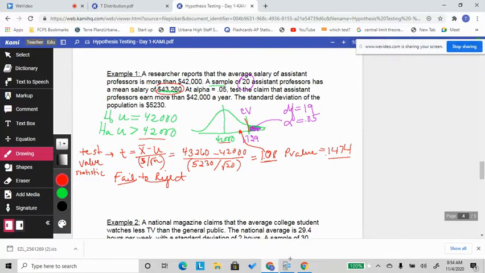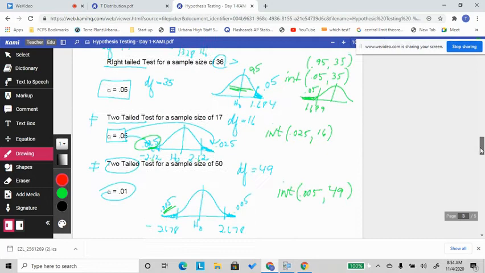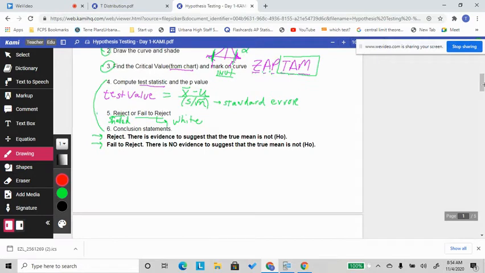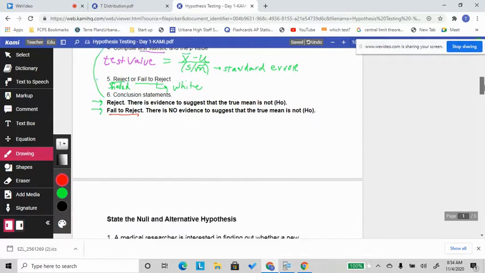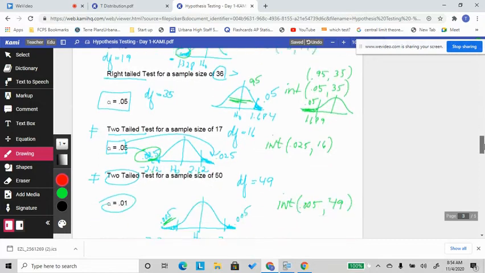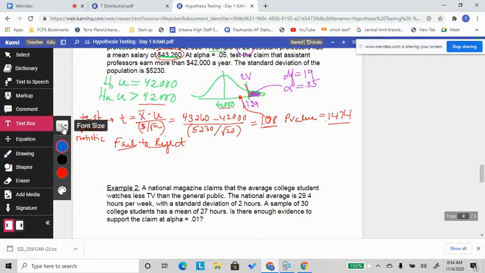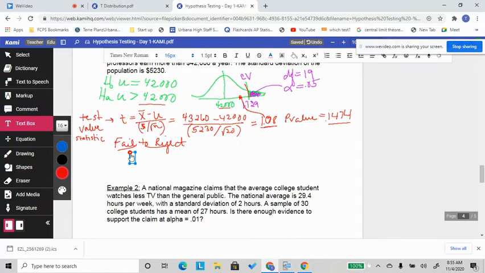All right, so we say fail to reject, and then if you go back up to the beginning page, just follow along your sentence, and it says fail to reject right here. There is no evidence to suggest that the true mean is not the 42,000. So we then write our answer right here. I'm going to make a text box, and I'll do it in red. Okay, so we say there is no evidence.